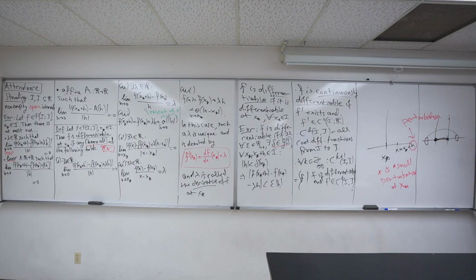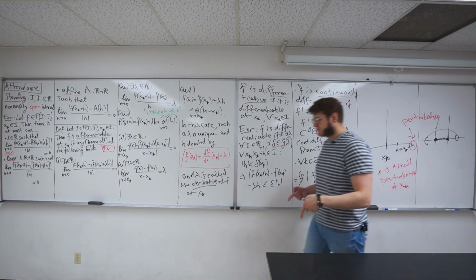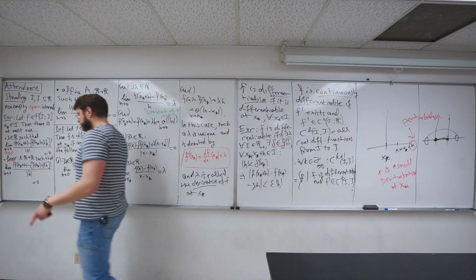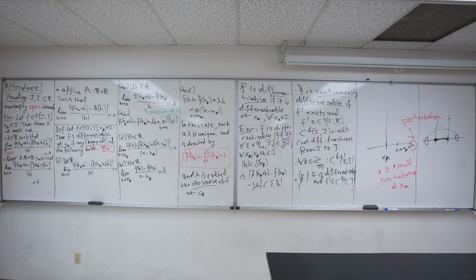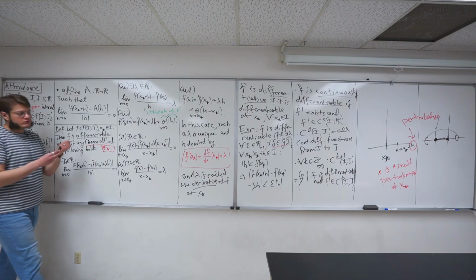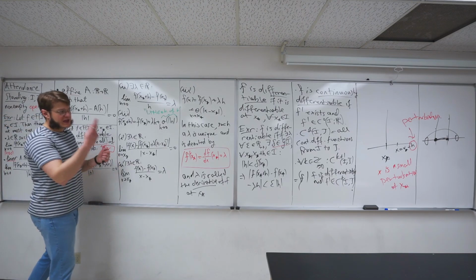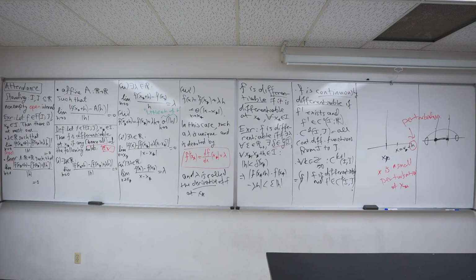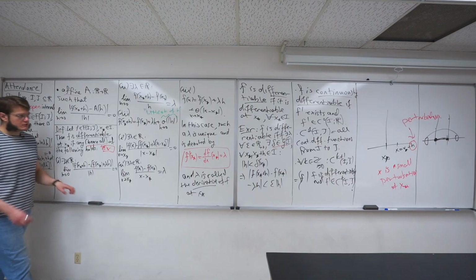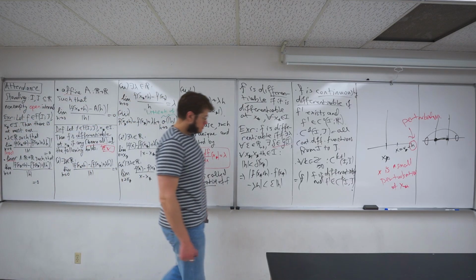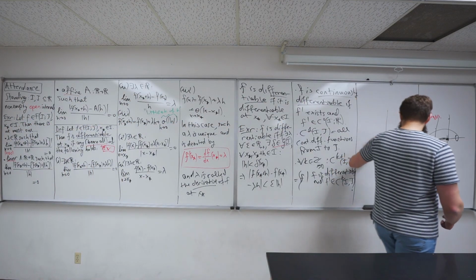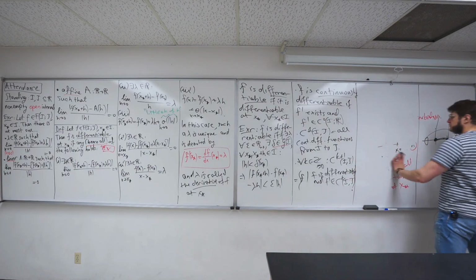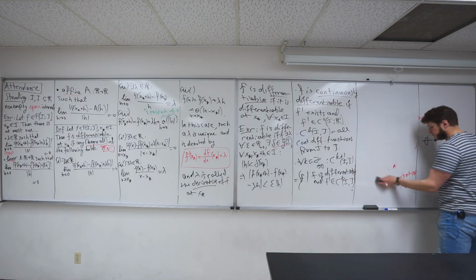So C0 is the continuous functions. C1 is the collection of continuously differentiable functions. C2 is the collection of twice continuously differentiable functions, meaning f is in C2 if and only if you can differentiate it twice, and the second derivative is continuous, and so on.